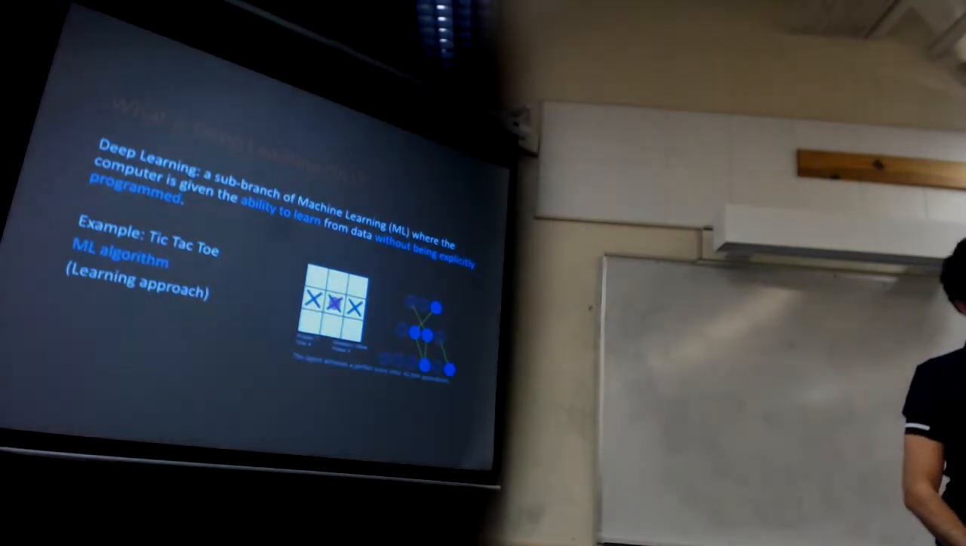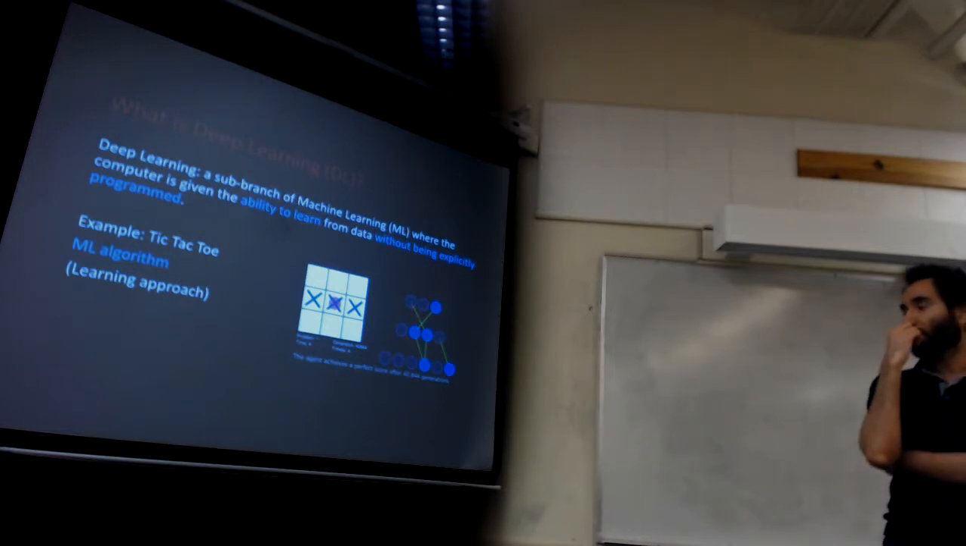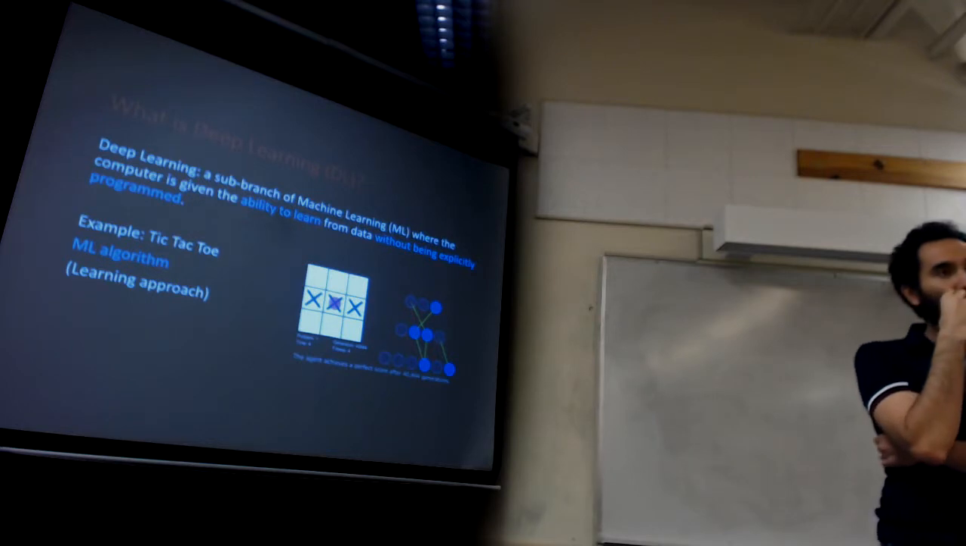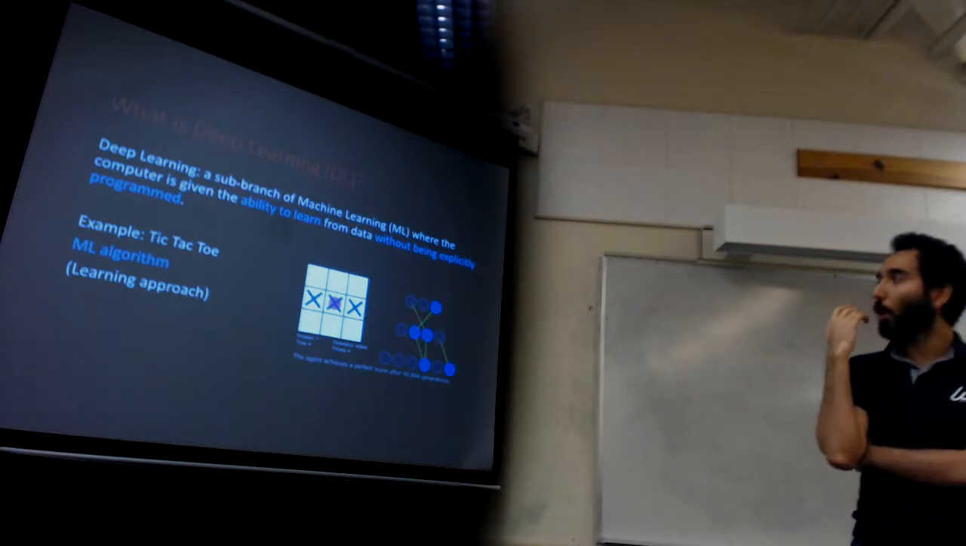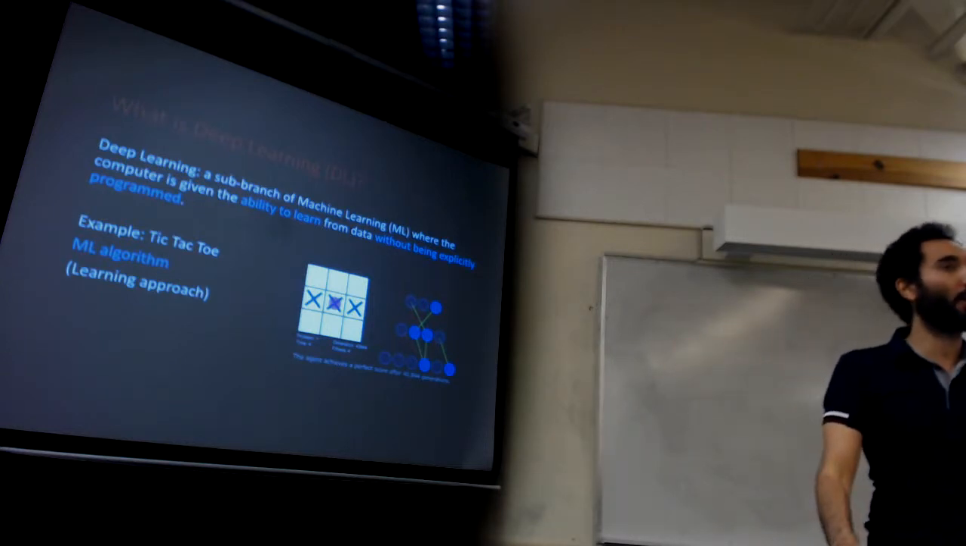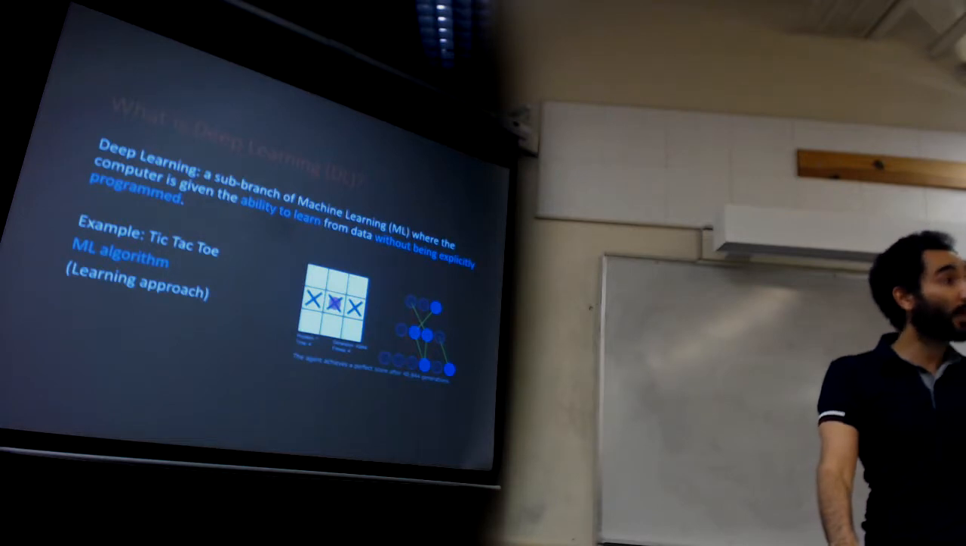As opposed to that is the machine learning approach. In a machine learning algorithm, you don't really tell the computer what the winning strategy is. You just show the computer; in fact, in this scenario, probably you're going to let the computer play with itself.